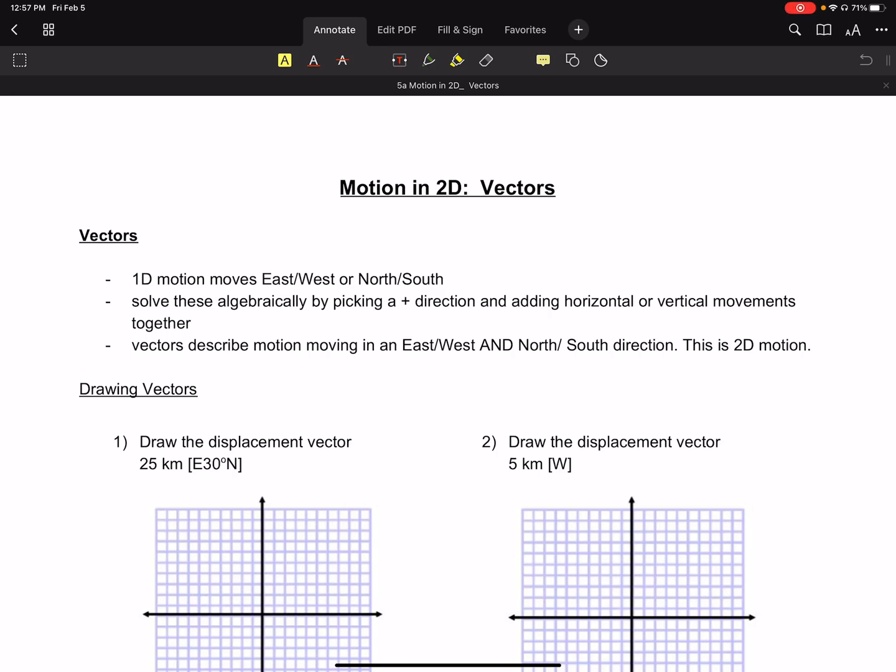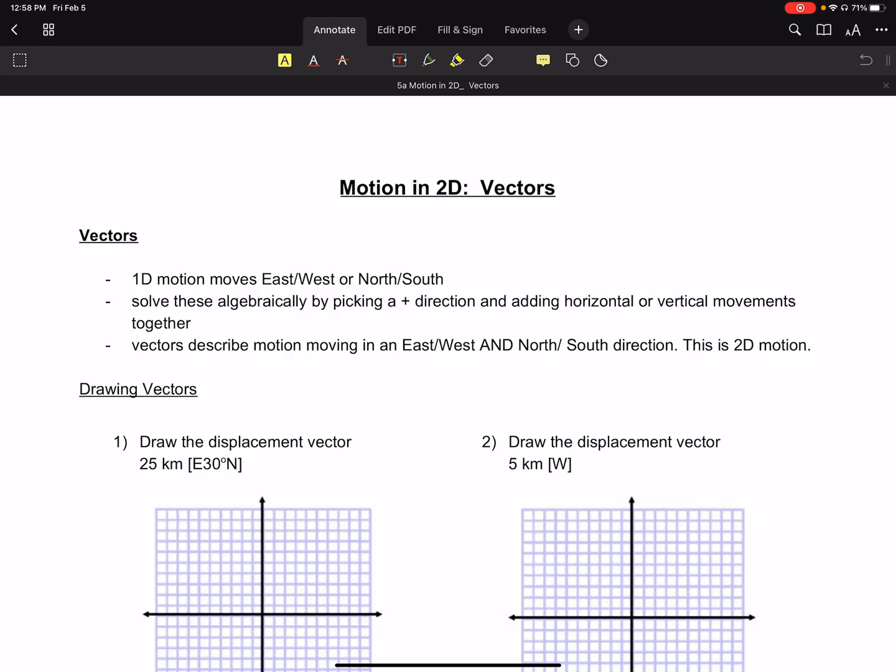Okay, for this lesson, we are going to cover motion in 2 dimensions. So we've been working with 1D, meaning things have only been moving east-west, or they have been moving north-south. They have been moving sideways, or they have been moving vertically. But we know that's not an actual reality. We know things can move both sideways and vertically at the same time. So that's when we get into 2 dimensions. So we call that 2D.